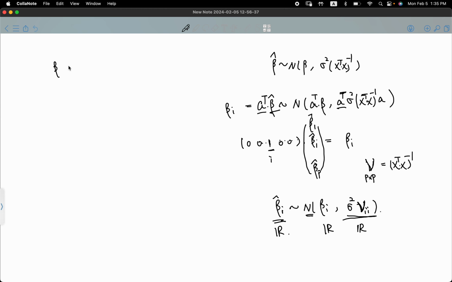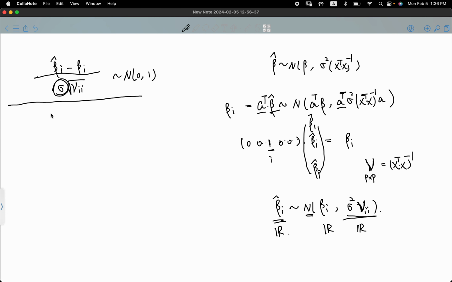Now we are able to talk about the test hypothesis for a particular beta i over sigma times the square root of V_ii. So this is a standardization, so it becomes a normal 0, 1. This is a scalar. But what we usually don't know is the estimation for the variance. This is what we don't observe. So that's why we need to use the t-distribution to look into that.